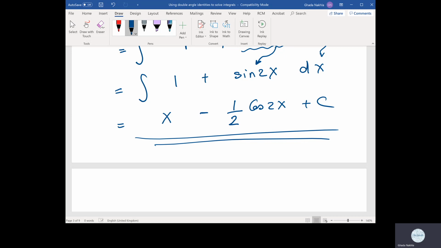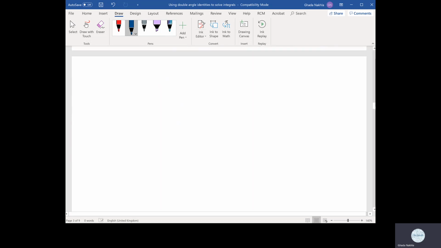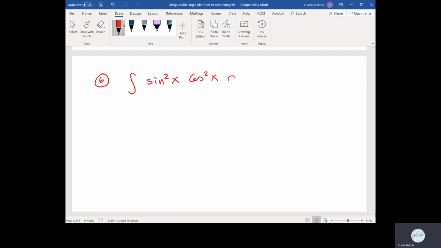Right, let's take a look at the next question. And the next question is a little bit challenging. In this case, I'm integrating sine squared x cos squared x dx. And in fact, we haven't taught you any way to integrate sine squared and cos squared.